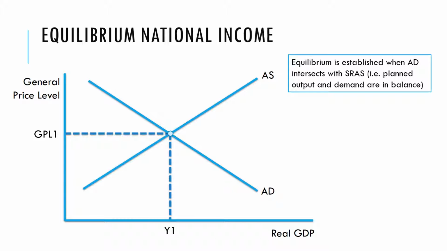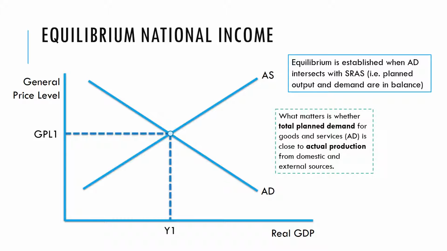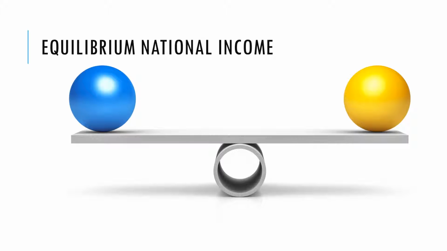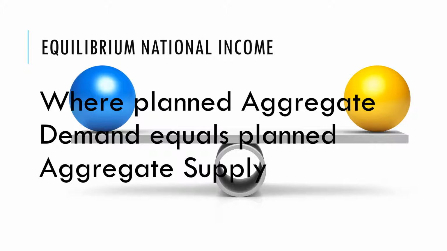So equilibrium is established when aggregate demand intersects with aggregate supply, i.e. planned output and demand are in balance. So what matters is whether total planned demand for goods and services is close to the actual production from domestic and external sources. When that is the case, we would say that the economy is in equilibrium, and Y1 here would be the equilibrium national income. So equilibrium national income is where planned aggregate demand equals planned aggregate supply.